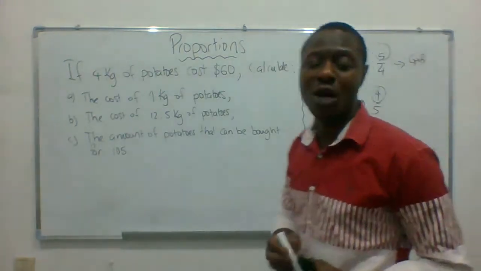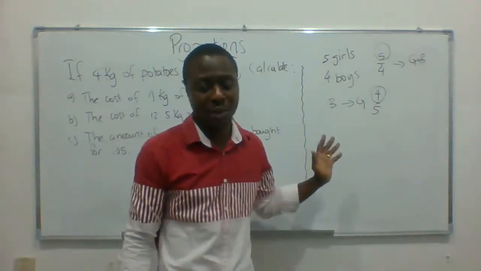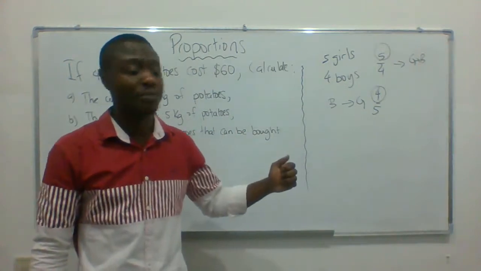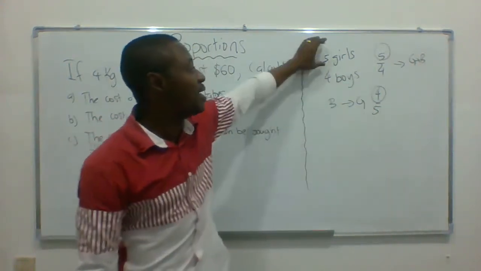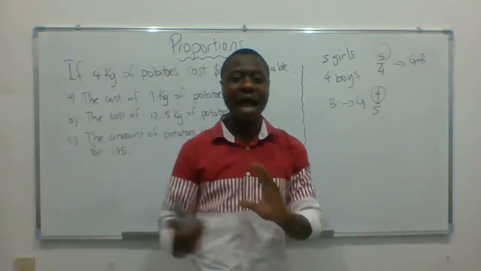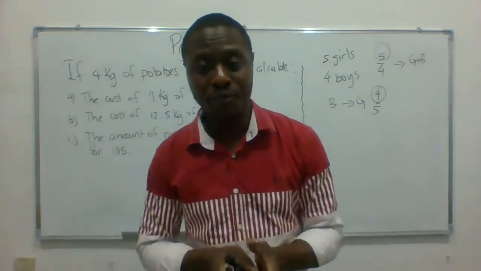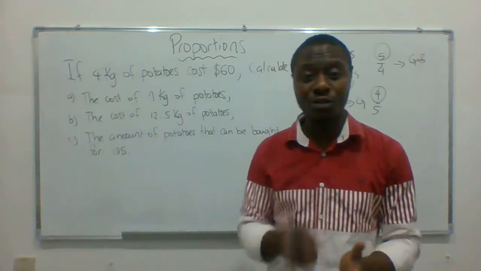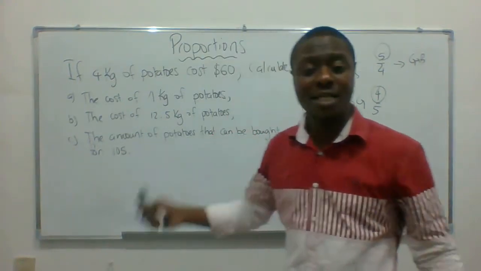These two numbers look like fractions, but they're not fractions. They are ratios because they are actually comparing the amount of the girls to the amount of the boys. So that comparison is called a ratio. Ratios are so important because you use them daily when you go shopping. We'll take examples of ratios here.